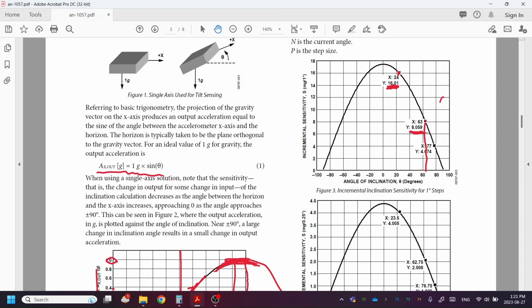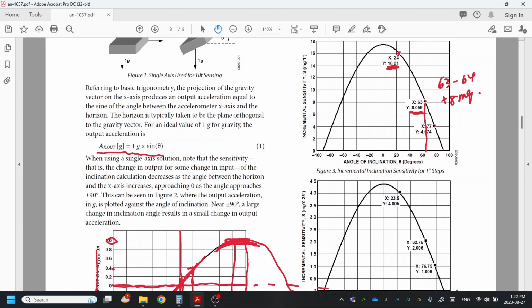That means if you increase your angle from 63 to 64 degrees, the output only increases by about 8 milli-G. It's a very small number. If you keep going, the output's incremental sensitivity will get even smaller. And as we said, when the angle is small relative to the horizon, which is this direction, you have the highest sensitivity, and when the angle gets bigger, the sensitivity gets lower.